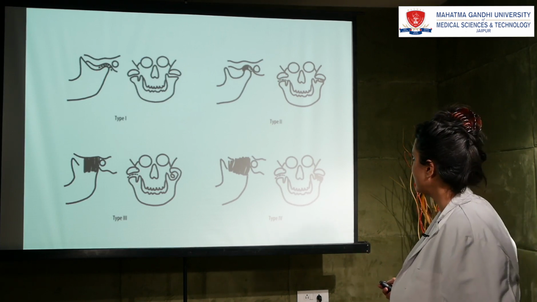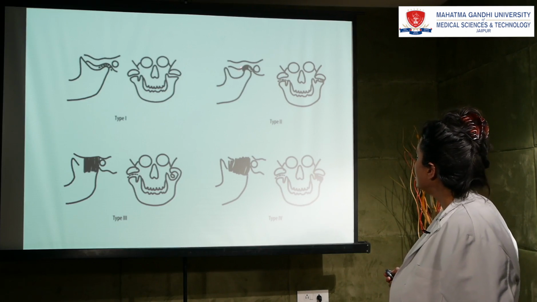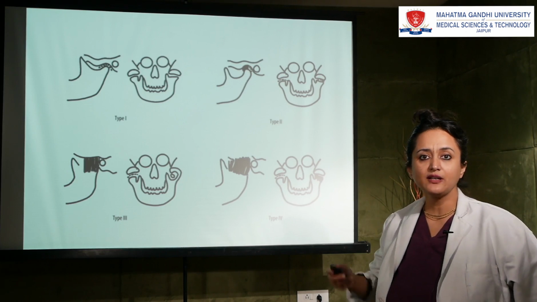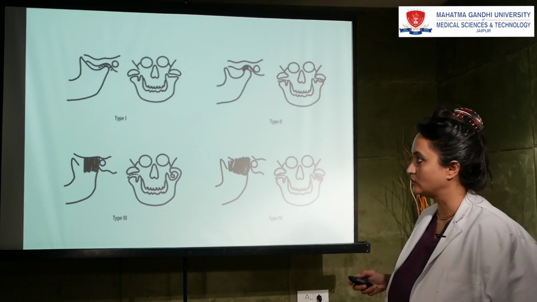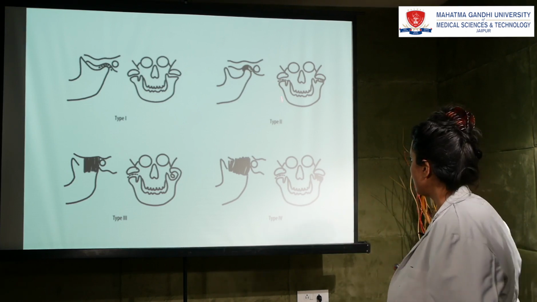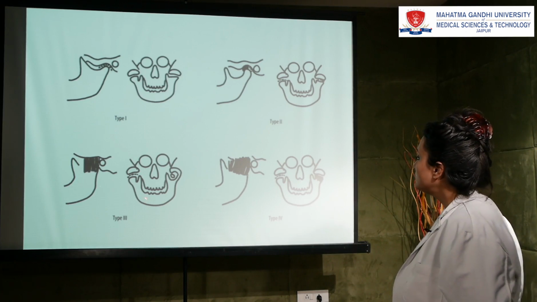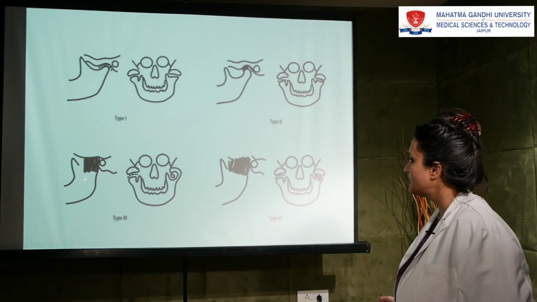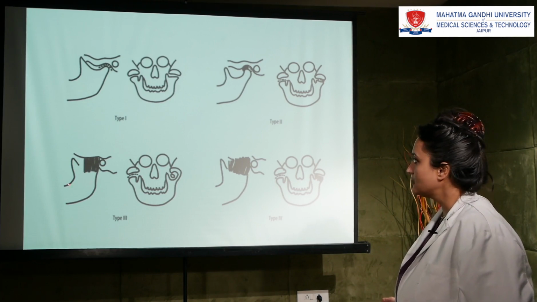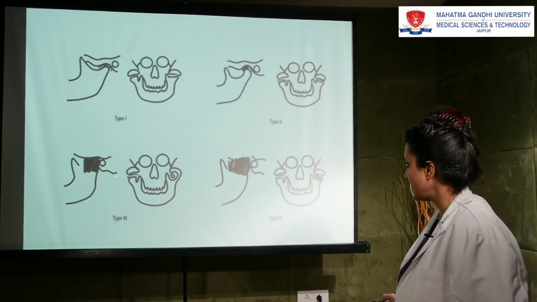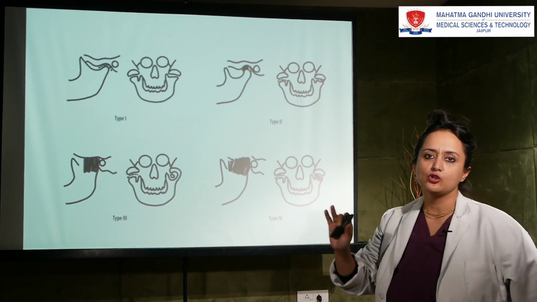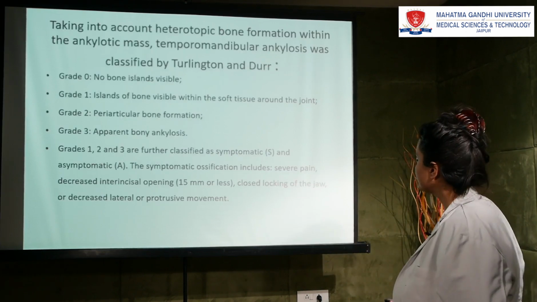This is type 1. Type 2, in the periarticular area only there will be bony fusion, not in the deeper areas of the ankylosis, only the periarticular areas will be involved. Then we come to type 3. Here there will be a bony fusion between the ramus of the mandible and the zygomatic arch. This is type 3 Sawhney's classification. And in type 4 there will be complete bony fusion of the ankylosis.